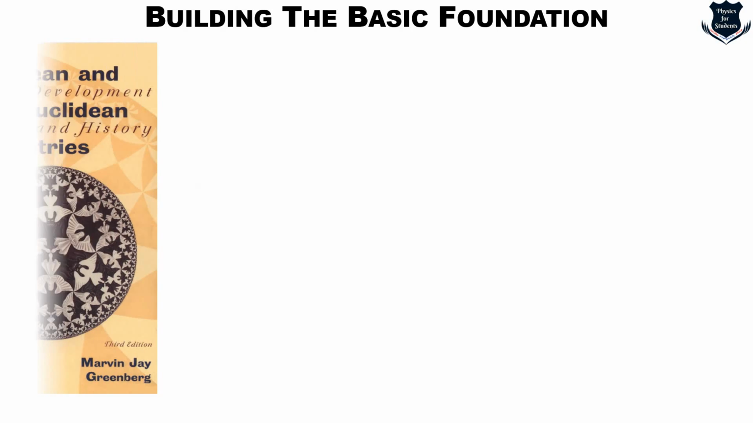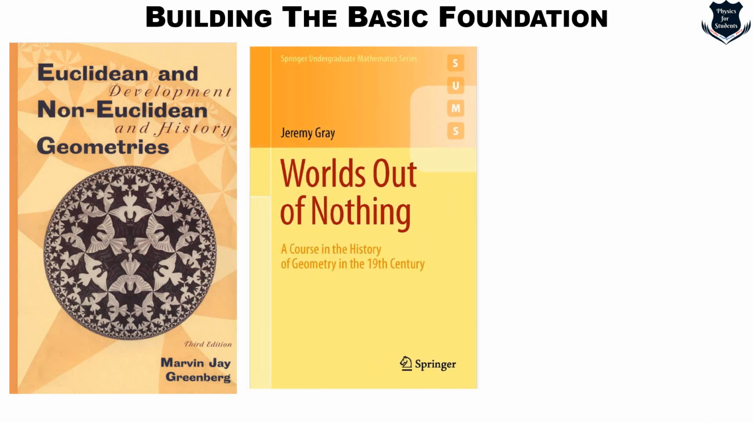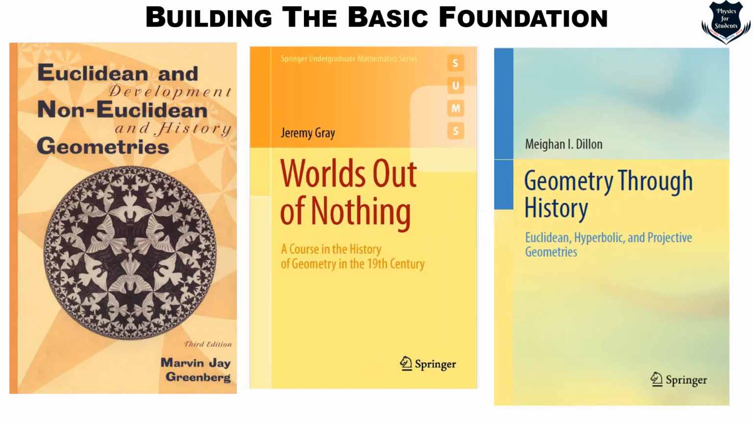I mean to say, which book we should read first and which book we would read next. The first, my suggestion would be this one, Euclidean and Development of Non-Euclidean. Then you can read Worlds Out of Nothing, and Geometry Through History, Dillon's book, would be the third one. So these three books would be in sequence, and let us not skip. You do not go to Jeremy Gray's book right at the beginning. You get lost, right? So that would be a sequence of study.